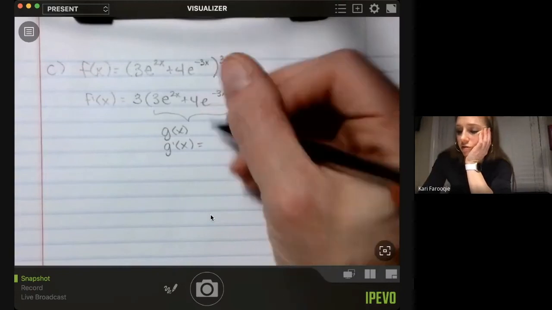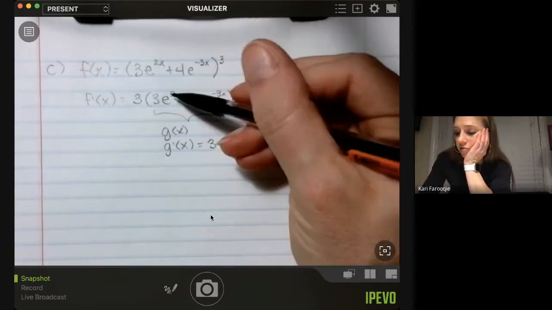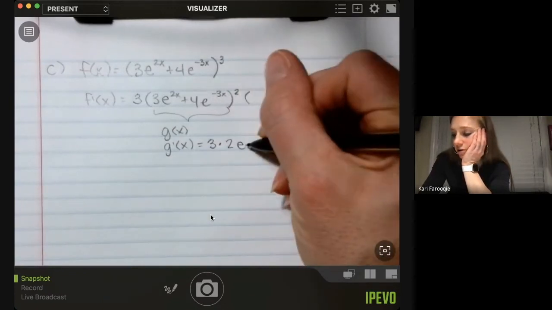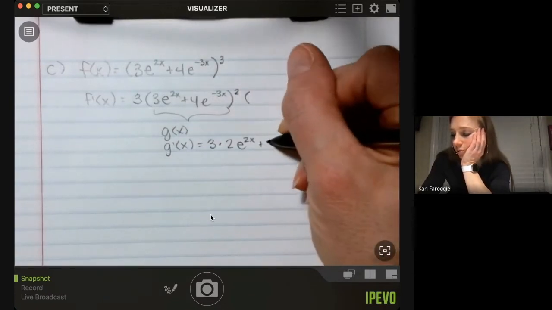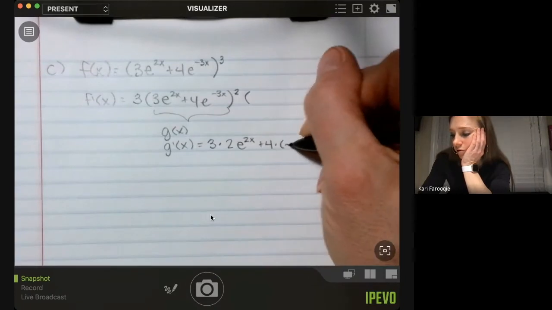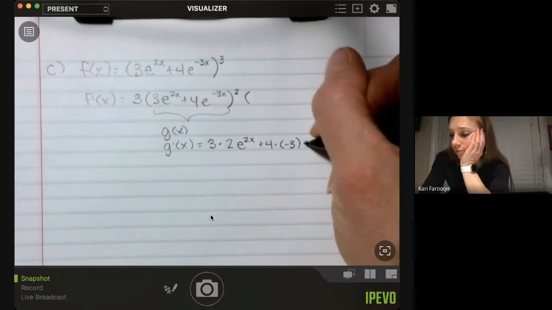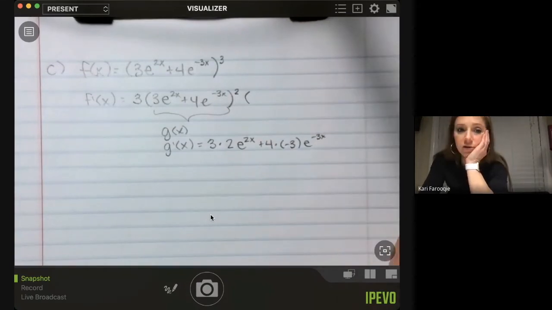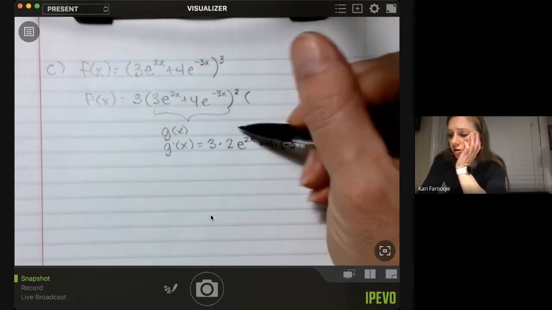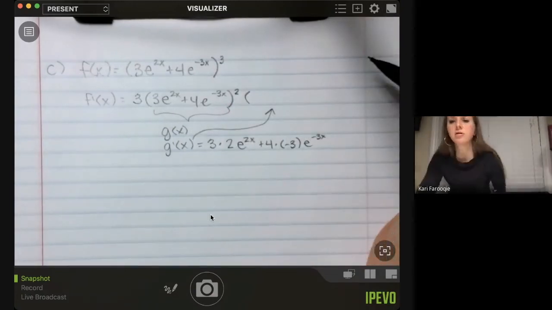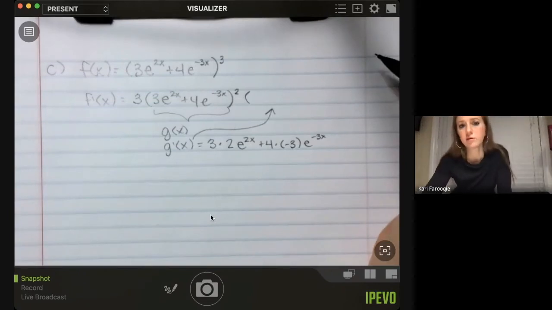So our derivative will be 3 times, and the derivative of u of x is 2, and then e to the 2x, plus 4 times, and the derivative of u of x is negative 3, and then e to the negative 3x. Now that's the derivative of the inside function that we're going to chain on over here. It's not going to look beautiful, but do the best we can.